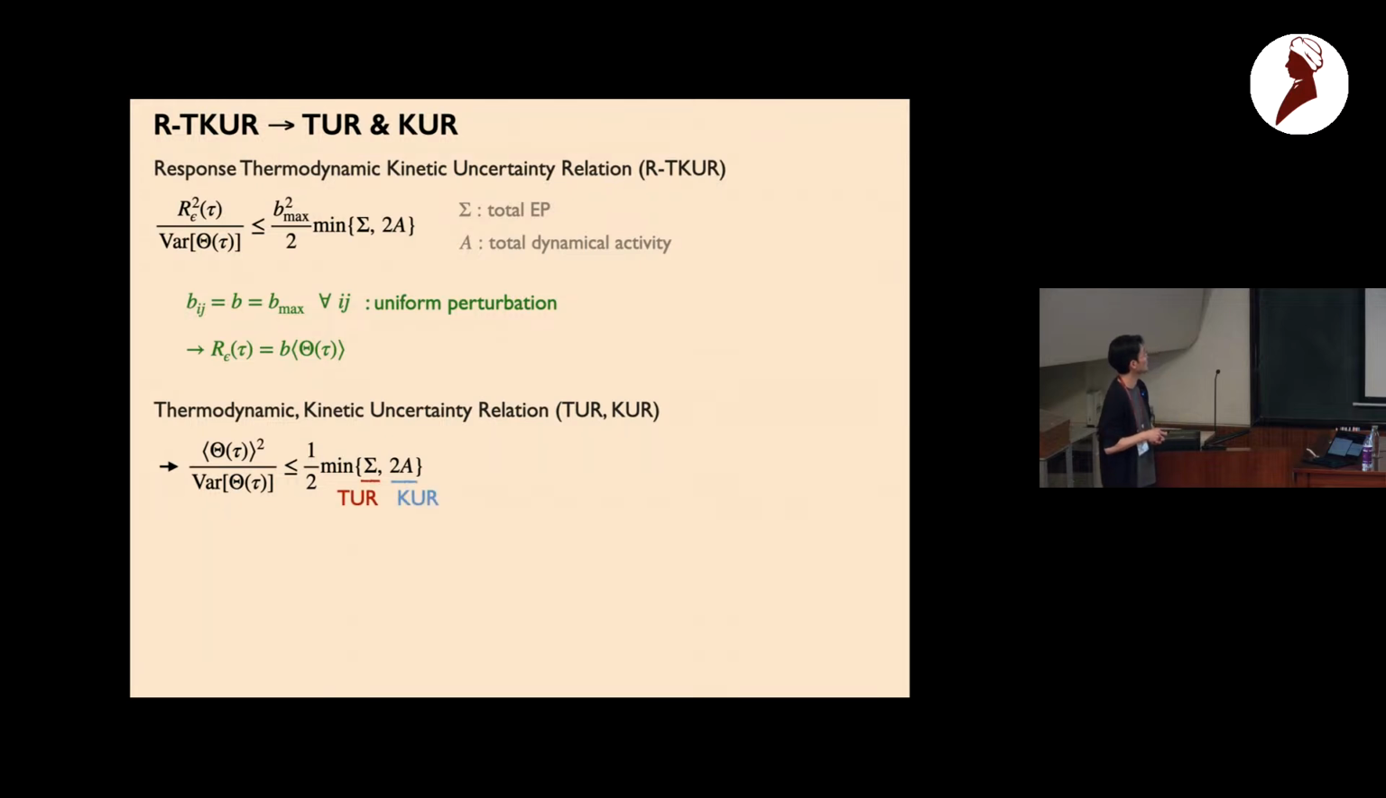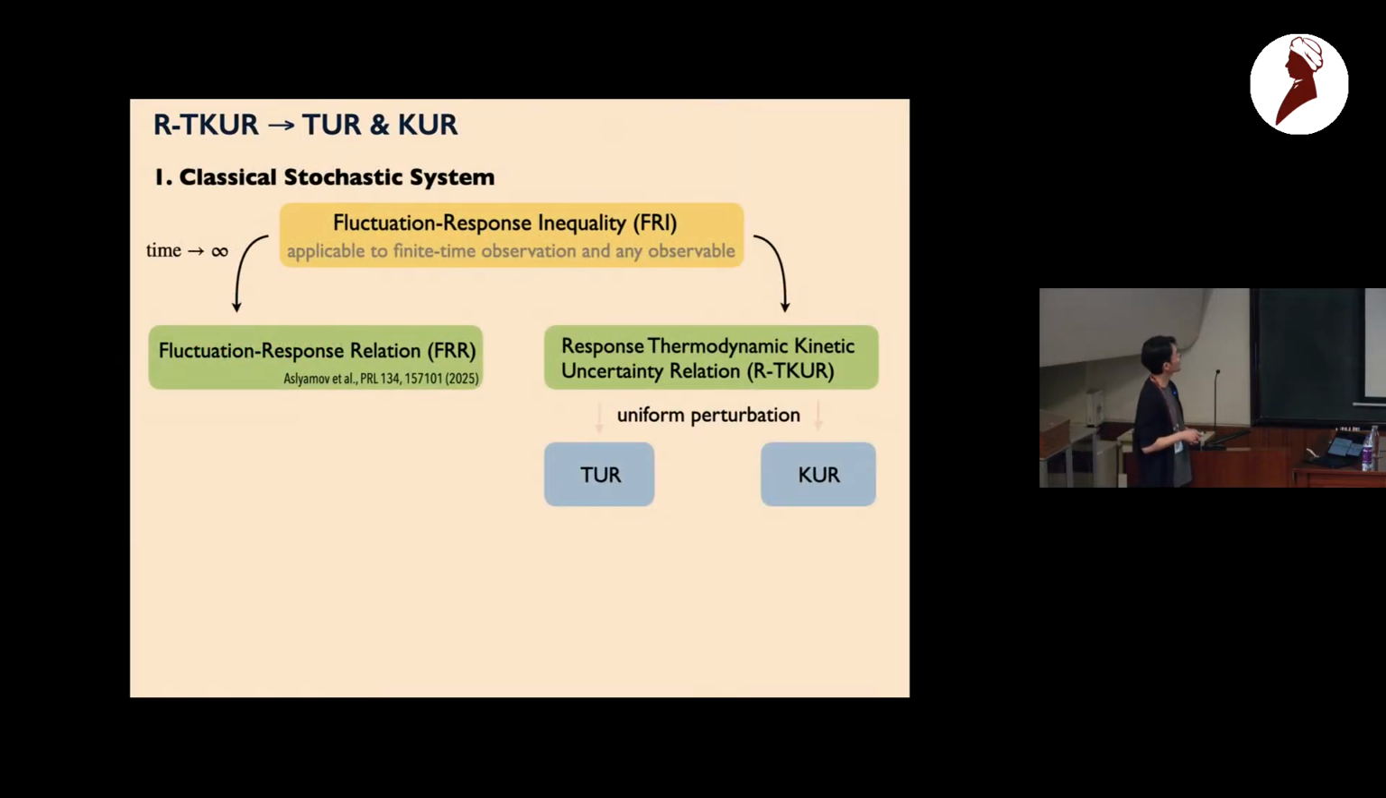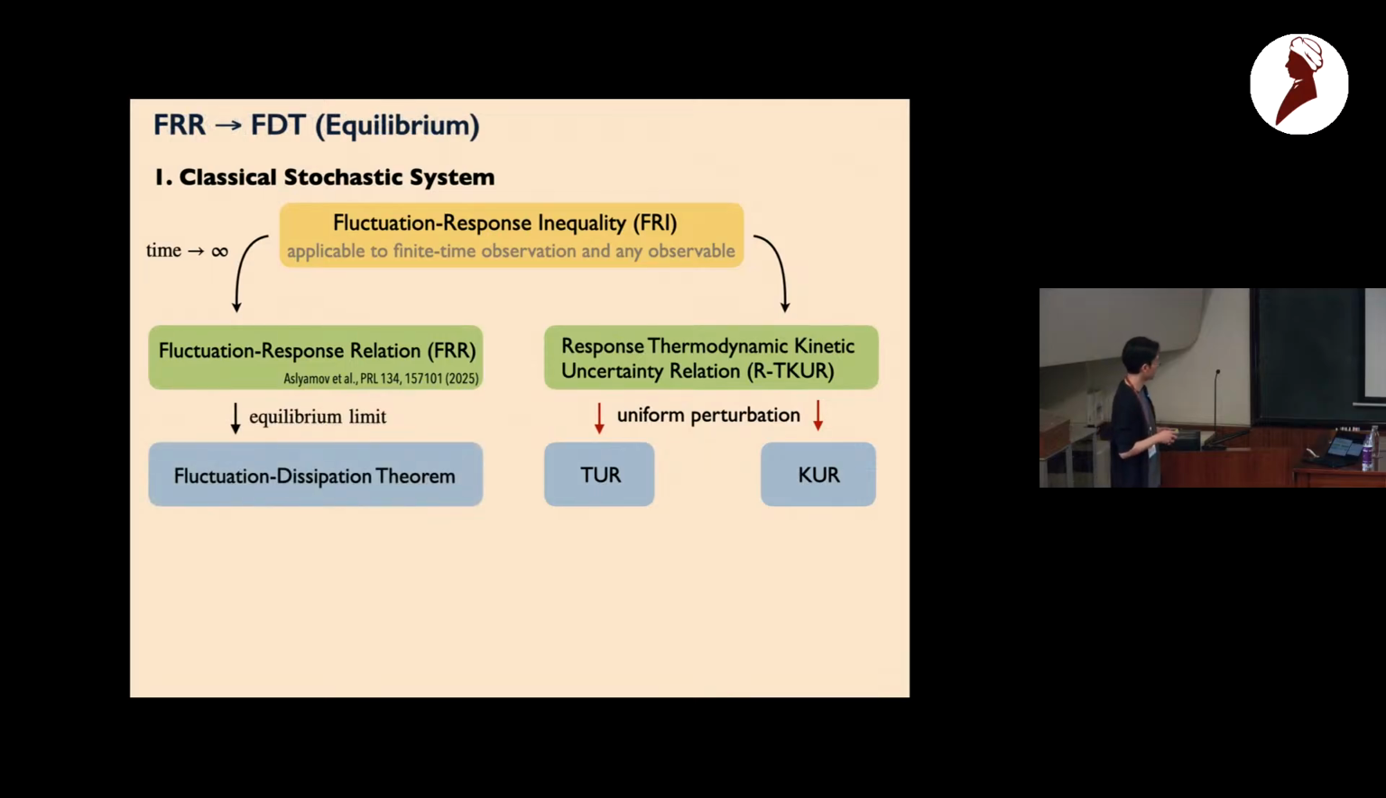So for example, if we choose sigma, the total entropy production, it becomes TUR. And if we choose the total dynamical activity, it becomes KUR. Okay, so I showed you that TUR and KUR can be derived from this RTKUR. Finally, I want to address this point. The fluctuation dissipation theorem can be derived from FRR if we take the equilibrium limit.